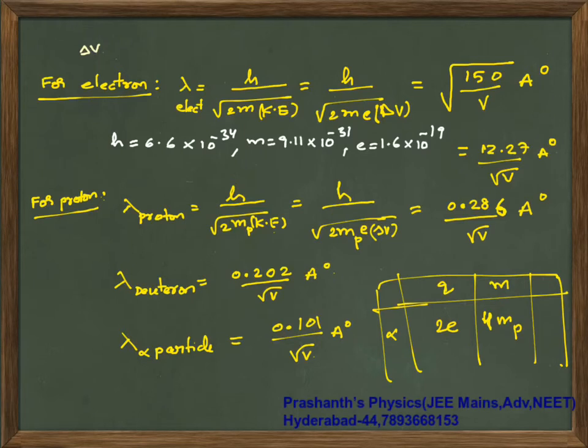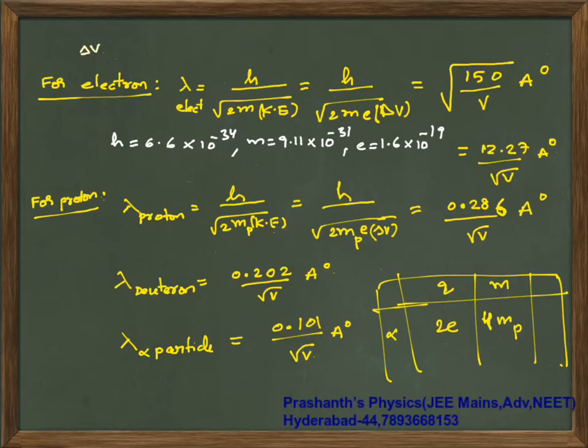Okay, so you can substitute all that. For electron, for proton, the de Broglie wavelength is that much. Now for thermal neutrons, neutrons are not having any charge. So for neutral particles, what is your kinetic energy?